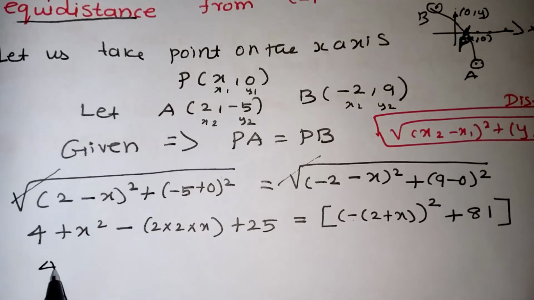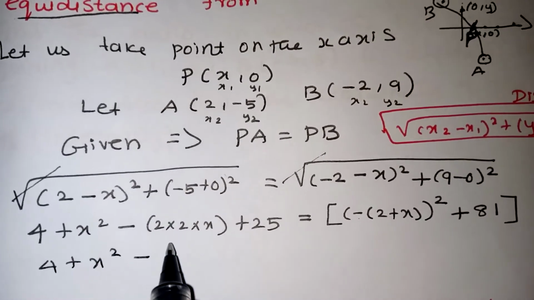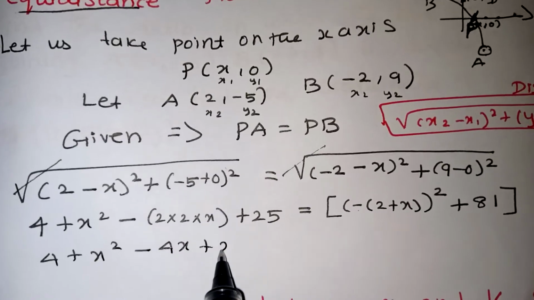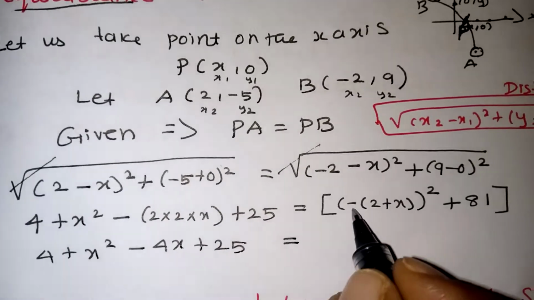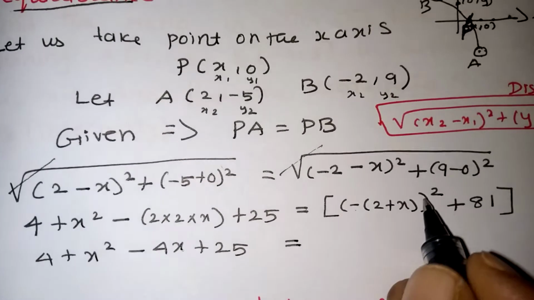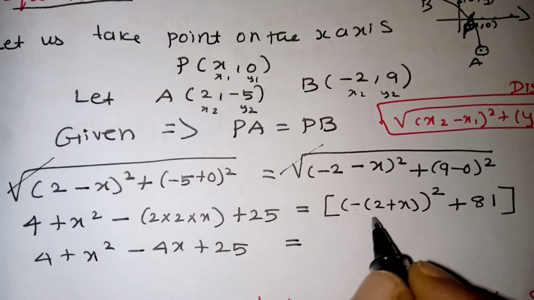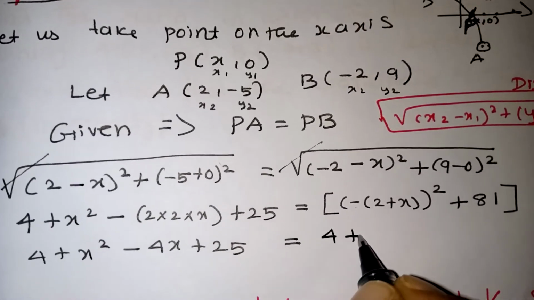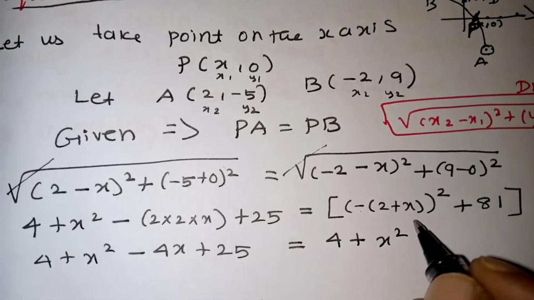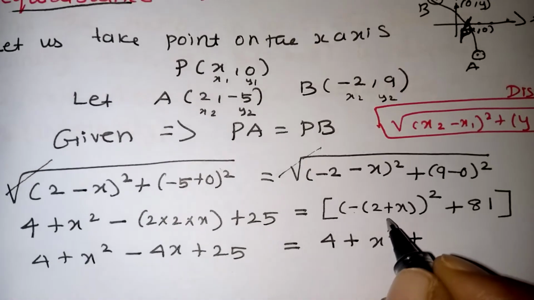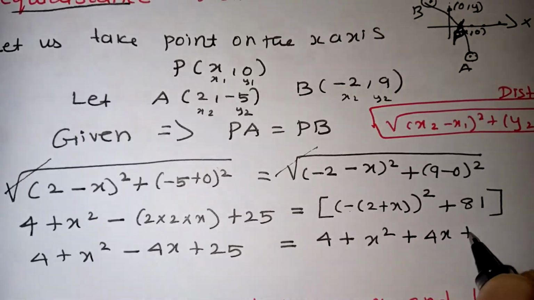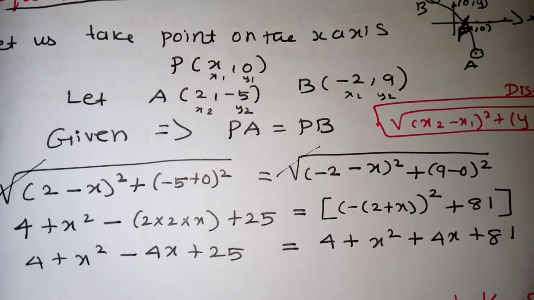Now, 4 plus x squared minus 2 twos are 4x, this is plus 25, which is equal to, minus will become plus, this is (a plus b) the whole squared. So a squared, 2 squared is 4, plus b squared is x squared, plus 2ab, plus 2 into 2 into x, 4x, and plus this 81 we have to write.